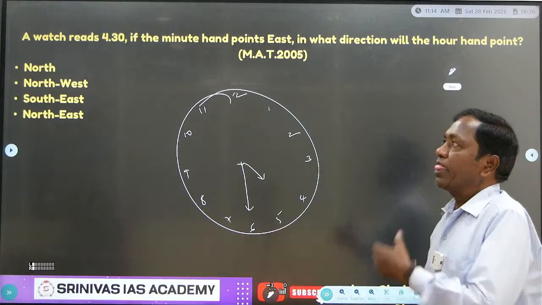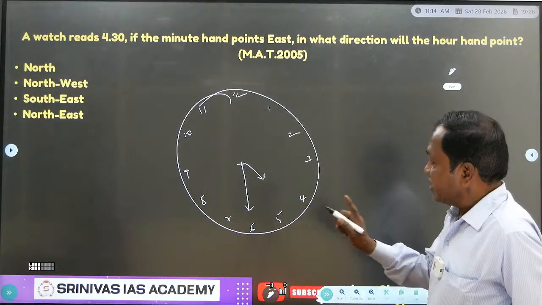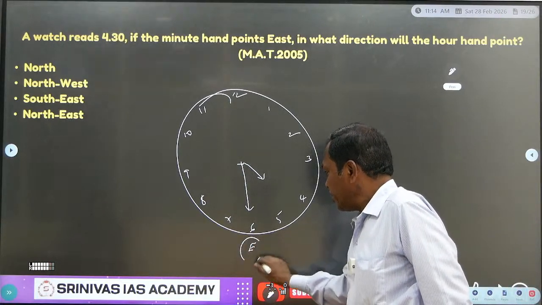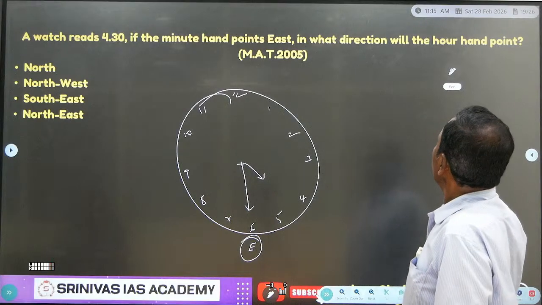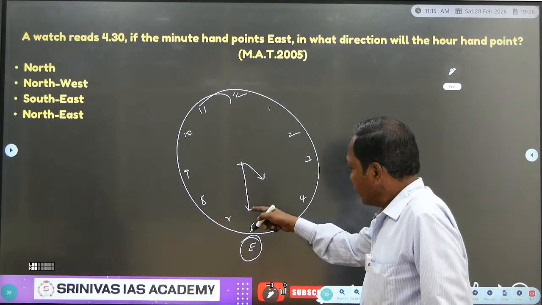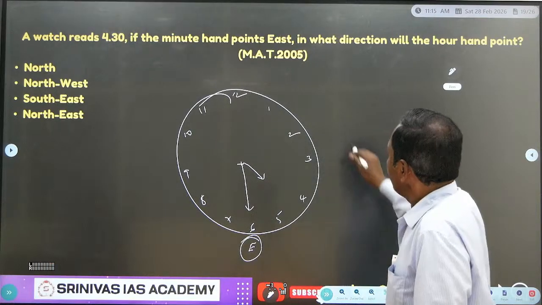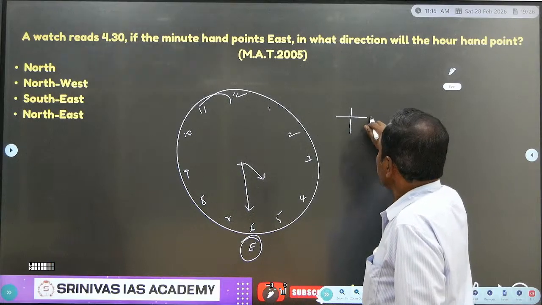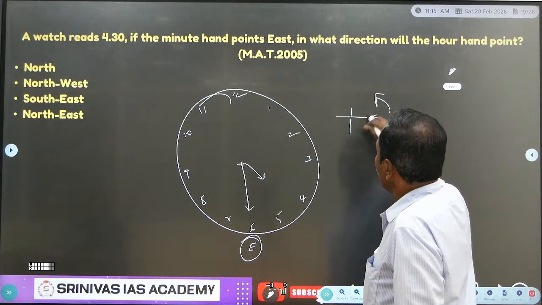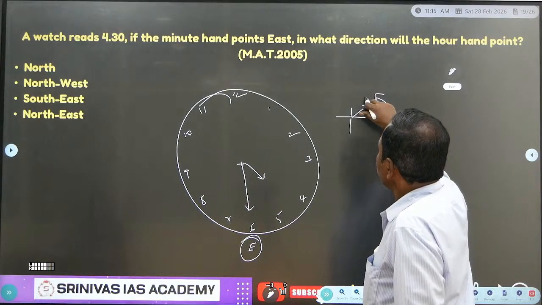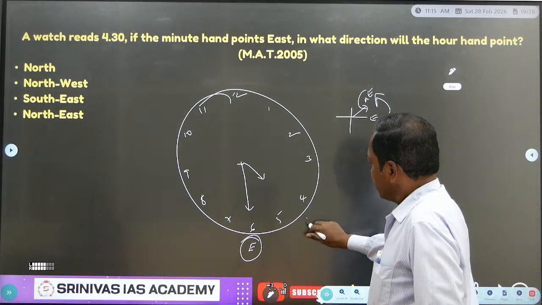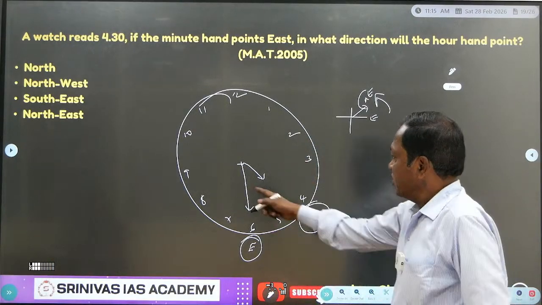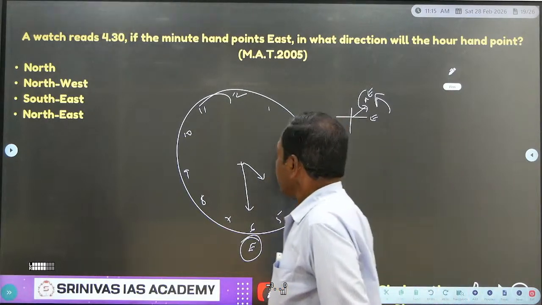So 45 degrees now. If the minute hand points east, then the hour hand points 45 degrees anti-clockwise. What will happen here? This is east, anti-clockwise. What will happen anti-clockwise? This becomes northeast. This is the northeast. It's like that. Anti-clockwise, you have to see that. Right, what is the northeast?